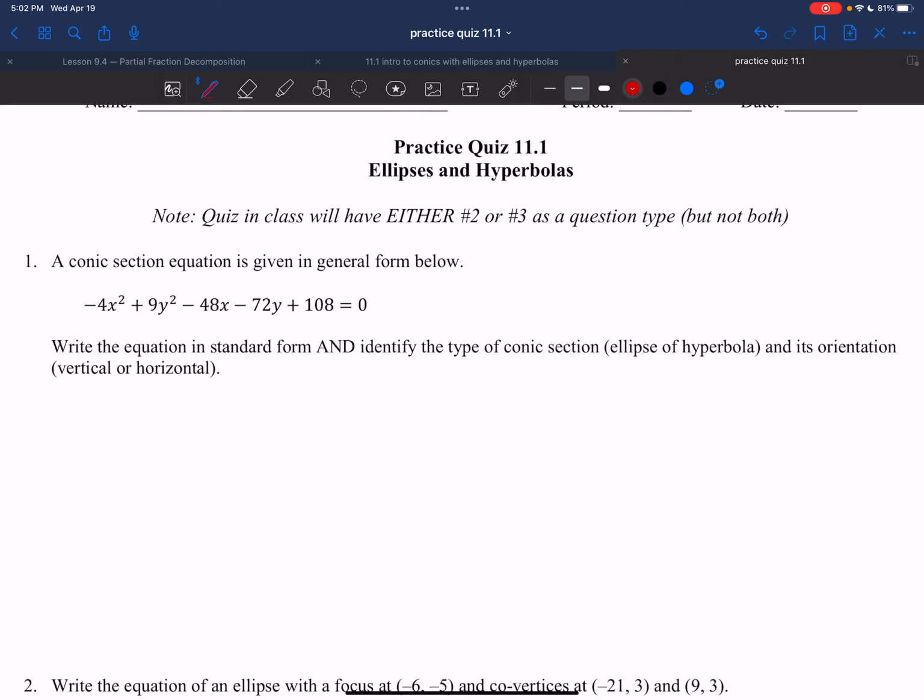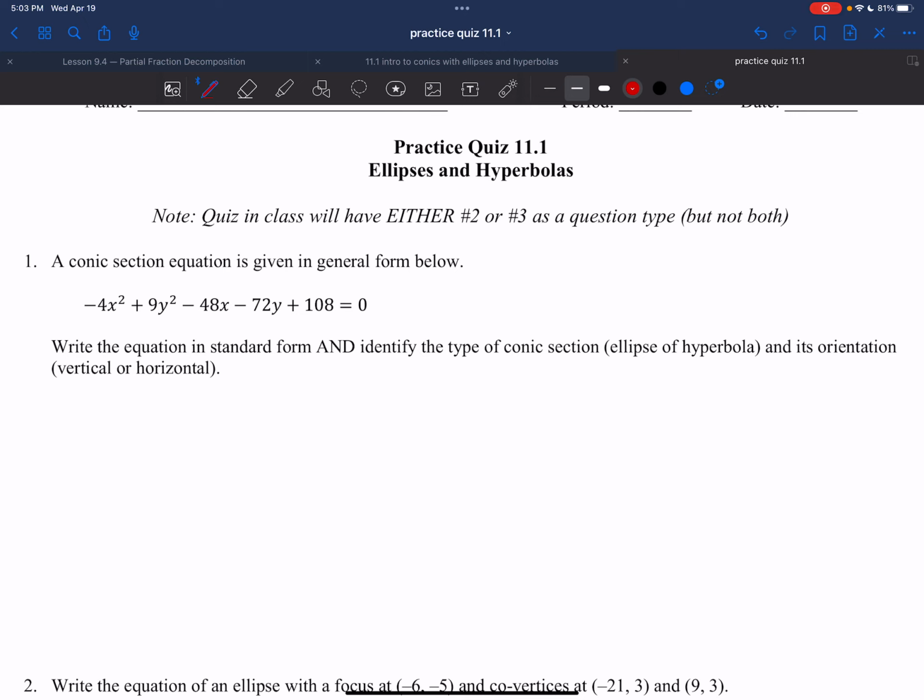Okay. So number 1, a conic section equation is given in general form below. It's right here. And then I want to write this equation in standard form and identify the type of conic section and its orientation. So to do that, I need to complete the square, right? And I need to do that on the x's and I need to do that on the y's. And remember, your leading coefficient, whether it's ax squared or ay squared, the coefficient in front of the squared term, needs to be positive 1. If that's not positive 1, completing the square does not work.